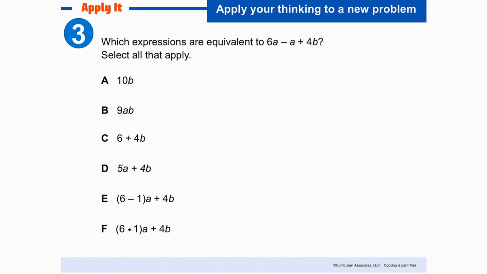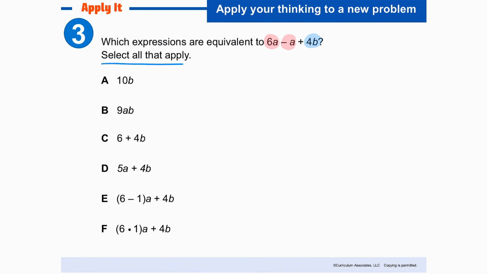All right, so this one says, which expressions are equivalent to 6a minus a plus 4b? Select all that apply. Okay, so what we're going to do first is identify the like terms. So I can see this is an a, this is a minus a, and this one has a b. Okay, so I'm just going to rewrite it as I know what to do.